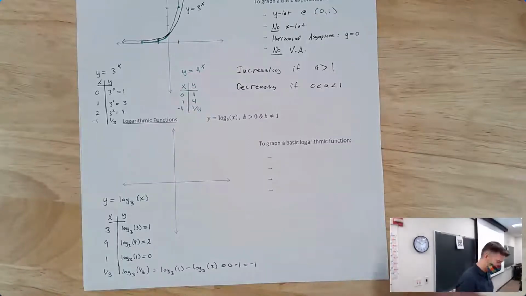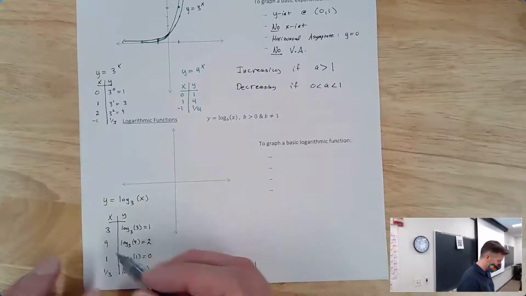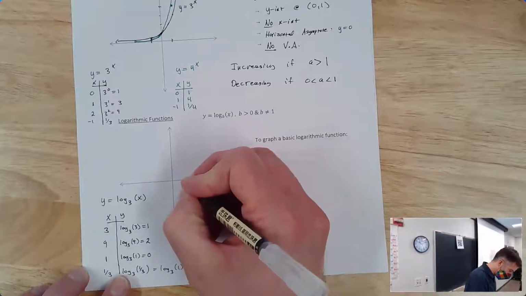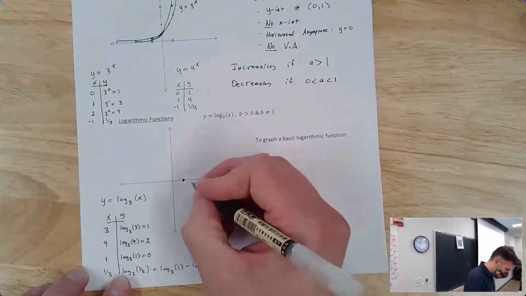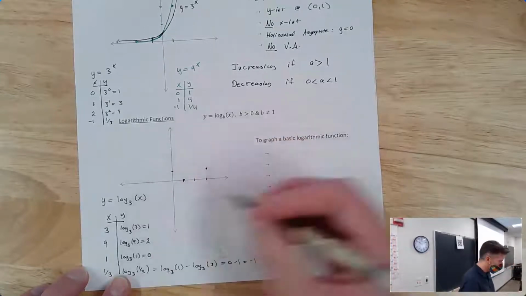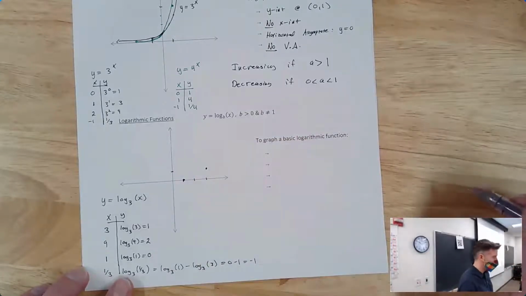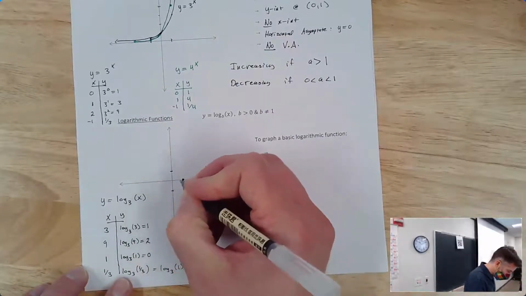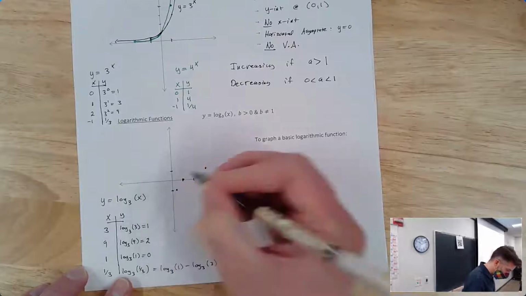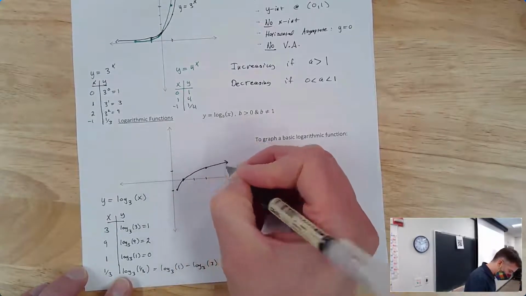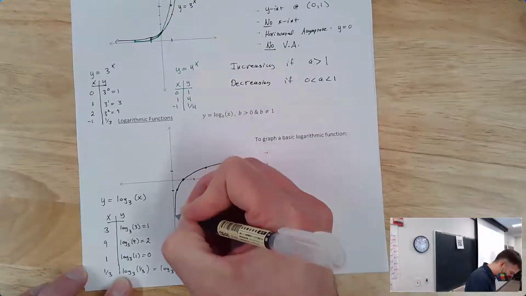I know, it's fancy. So let's plot these points. I've got the point x is 1, y is 0; x is 3, y is 1. I don't have enough space to get to 9, and 9's too far because I made my graph too big, so I'll just go down. And then x is 1/3, y is going to be -1. So I've got these points doing this kind of thing, and it's going to do this as well.